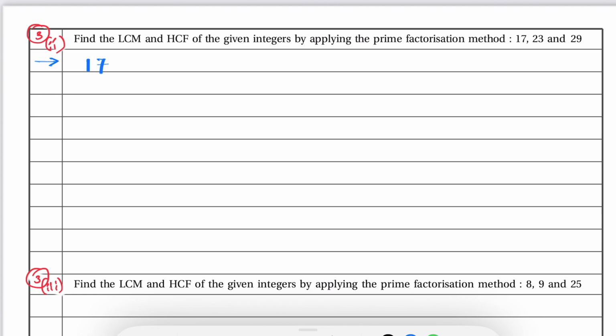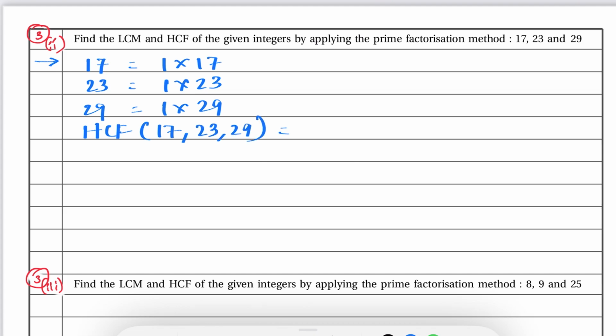Similarly, for 17, 23 and 29, 17, 23 and 29 are prime numbers, right? So we have 1 times 17, 1 time 23, 1 time 29. So HCF of 17, 23, 29 is 1. Do you see 1 is common? And similarly, LCM of 17, 23, 29 is 17 times 23 times 29.